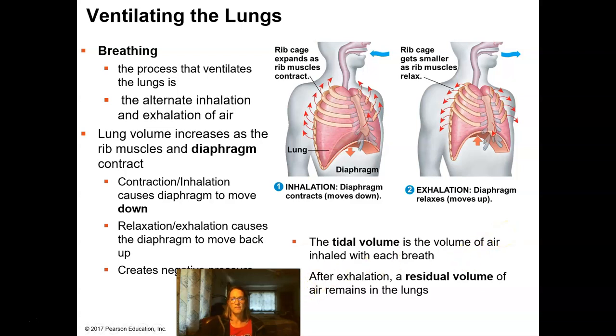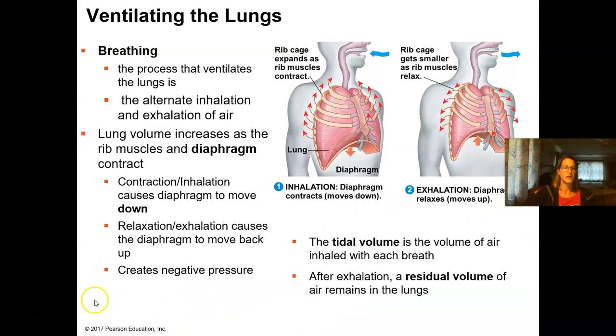I should be really clear over here. Negative pressure is what happens when your diaphragm contracts, but when you relax or exhale, that's going to cause positive pressure, which is going to move the air back out. So this negative pressure refers to the inhalation, not the exhalation.